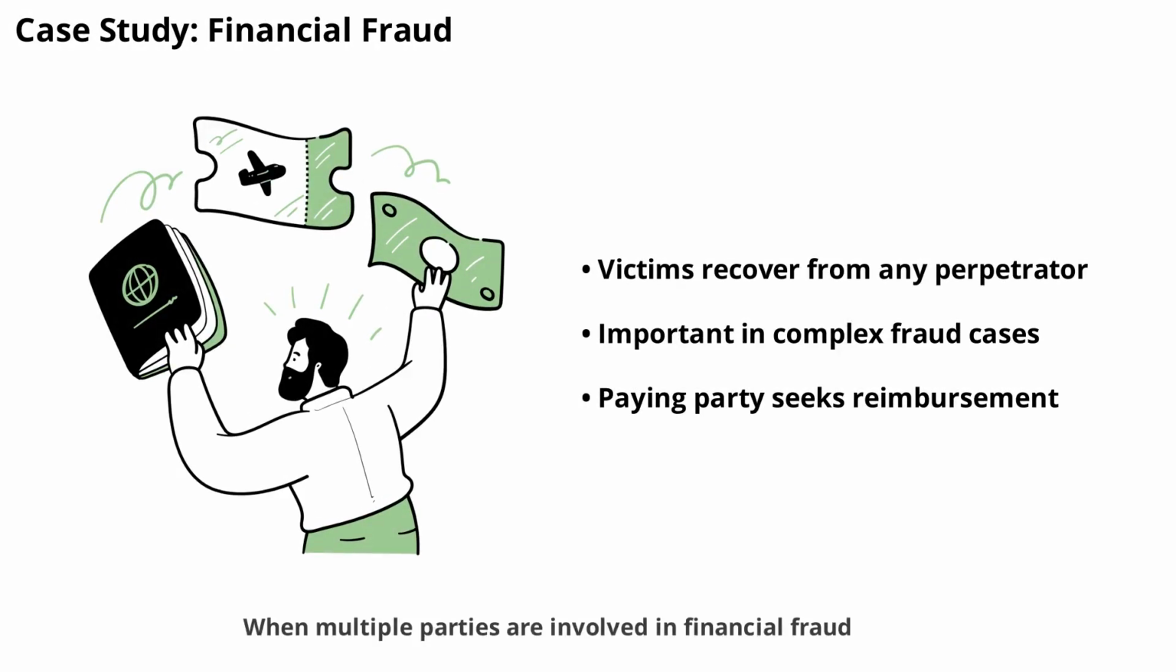When multiple parties are involved in financial fraud, joint and several liability allows victims to recover their losses from any one perpetrator. This is especially important if some fraudsters cannot be located or have no assets. The paying party can then pursue the others for their share of the damages.